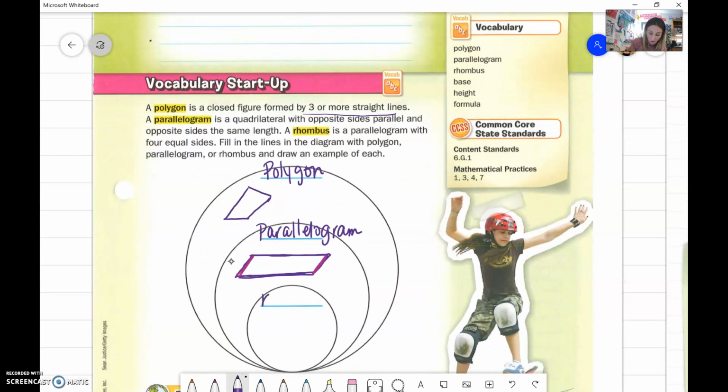And the last one, a rhombus. A rhombus is a parallelogram with four equal sides. So that might look something like this, where at least all the sides are semi-equal.